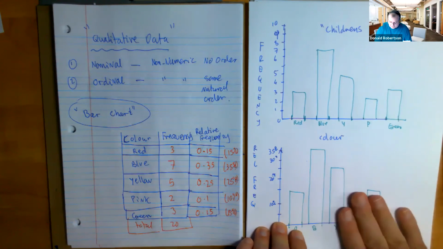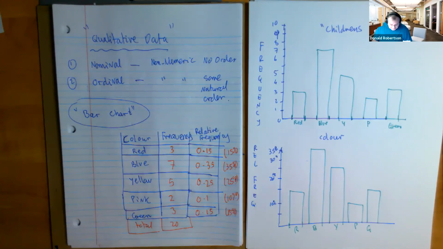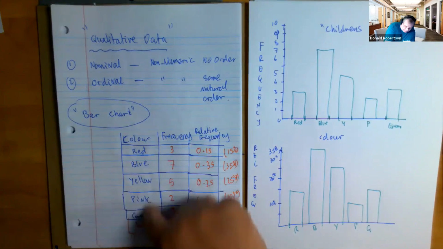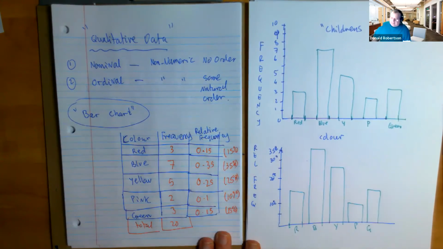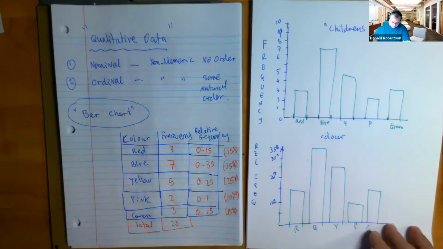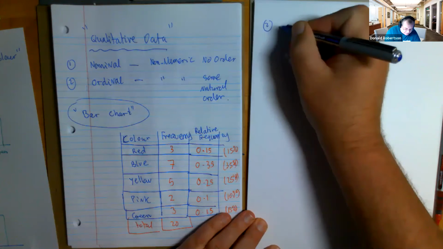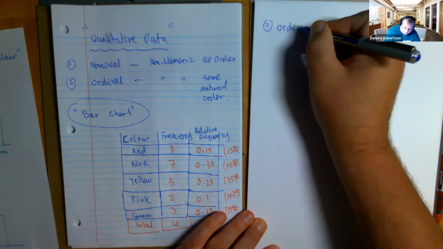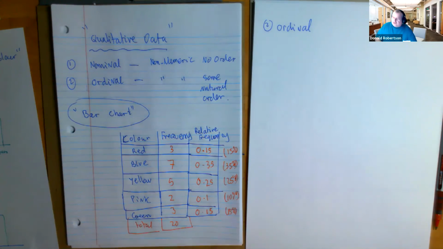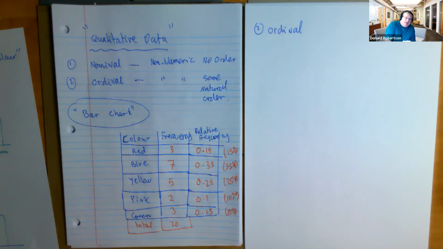So are we cool with bar charts and how you create them from nominal data? The main features are put it in any order you like, spaces between them, and label them. Well, let's look at ordinal data then. Now that's non-numeric, but there is an order to it, right? So let's try and figure out something I haven't done with an order to it.